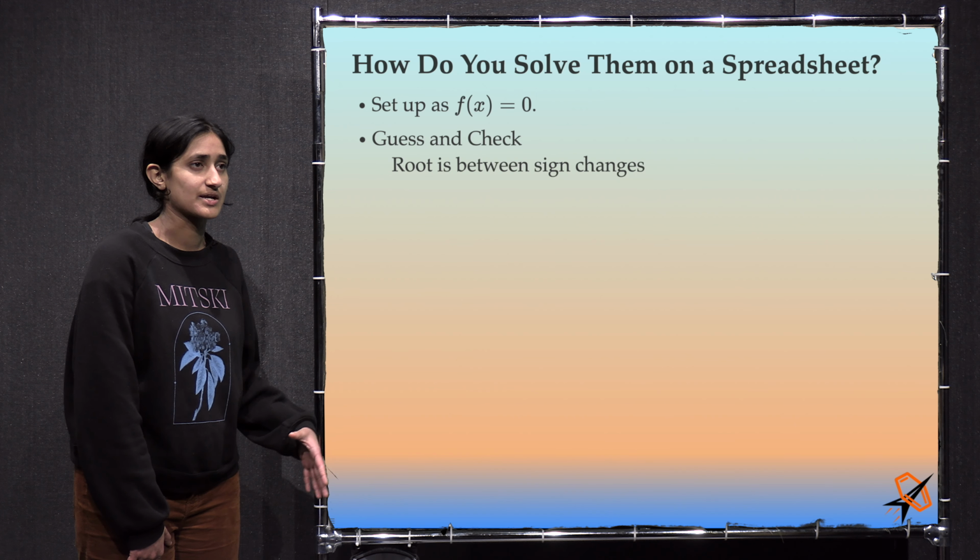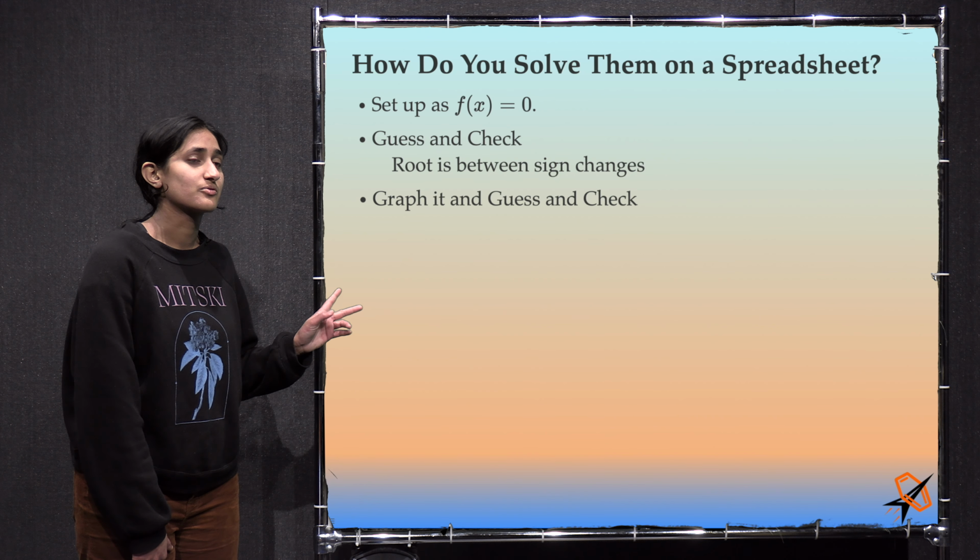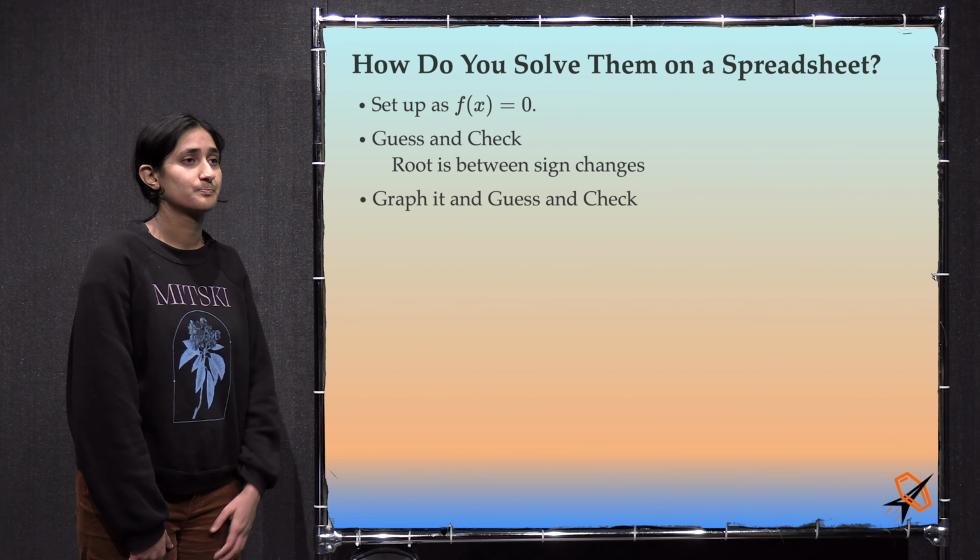A step up from guess and check is to graph f of x and see where it crosses 0. Then keep making the graph interval smaller and smaller around the root.